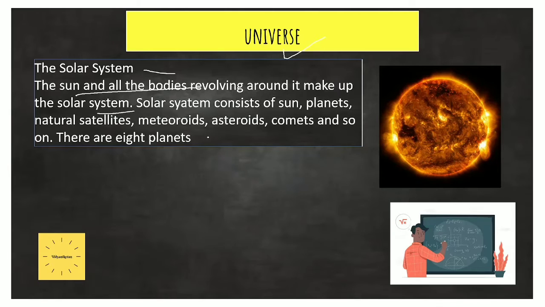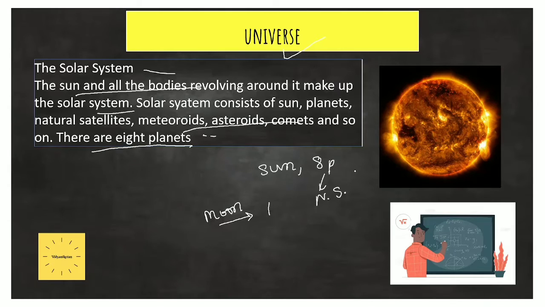So we see that the solar system consists of the sun, which is a star, the 8 planets and their natural satellites. We all know that every planet has its natural satellites, like for Earth, we have the moon. Similarly, other planets have different numbers of natural satellites. Then there are meteoroids, asteroids, comets, and so on. There are a total of 8 planets in our solar system.